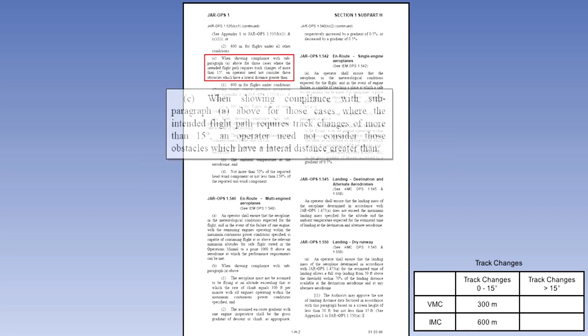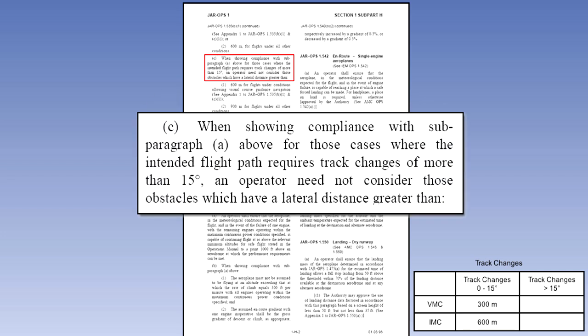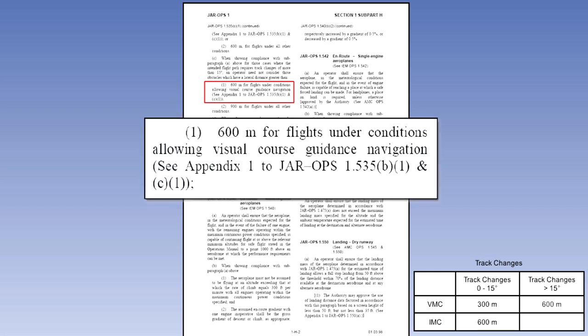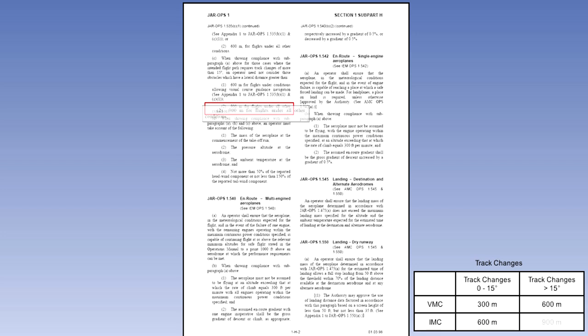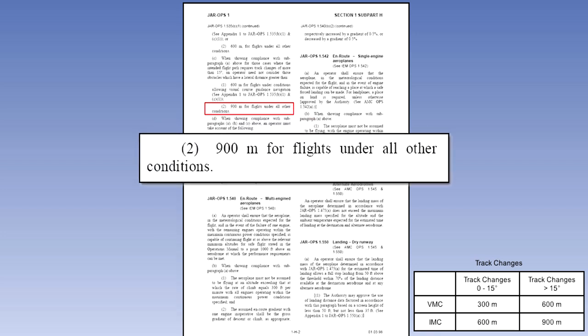For those cases where the intended flight path requires track changes of more than 15 degrees, an operator need not consider those obstacles which have a lateral distance greater than 600 meters for flights under conditions allowing visual course guidance navigation, or 900 meters for flights under all other conditions. Expressed more simply, these regulations are telling an operator that he needs to use the obstacle clearance formula only if the obstacle is within the lateral distances shown in the table.